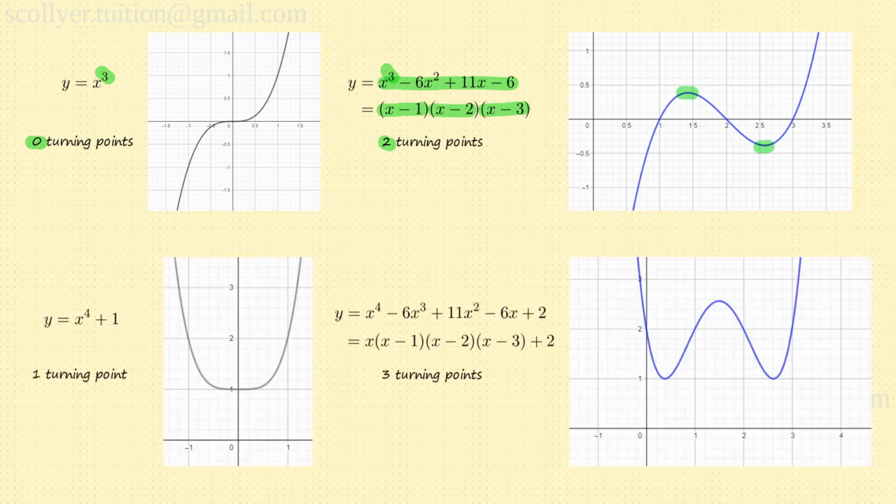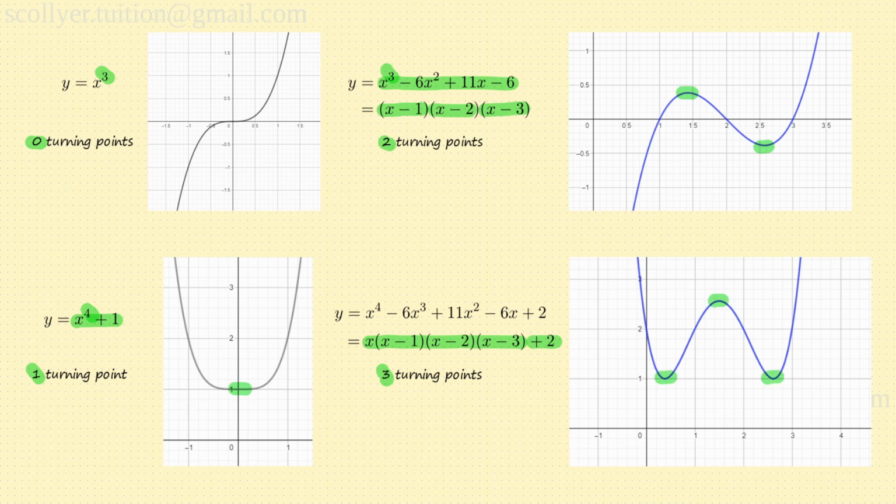And here at the bottom of the page, we see a polynomial of degree 4, x to the 4 plus 1, which has 1 turning point, here. On the right, we see a more complex polynomial of degree 4, which can be written as x times x minus 1 times x minus 2 times x minus 3 plus 2, and this has 3 turning points, 1, 2, 3.